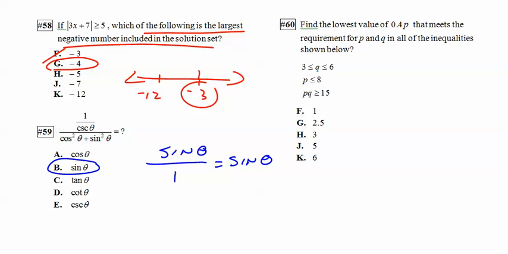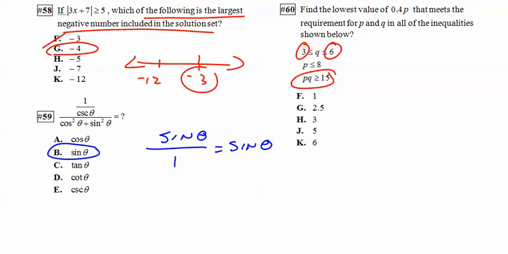Number 60 is pretty brutal. And they do this a fair amount on number 60 questions, where they give you these kind of obscure algebraic things. I struggled with this for a while, but then I realized that I can kind of ignore this. My Q is going to be either 3 or 6. It could be somewhere in between. Let's crank that into this equation and see what we get. So if Q is 3, I get 3p greater than or equal to 15. P is greater than or equal to 5.